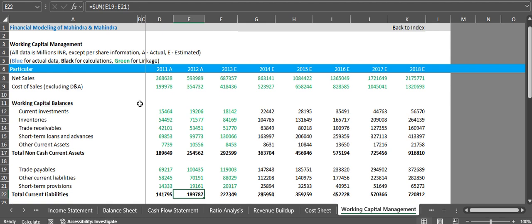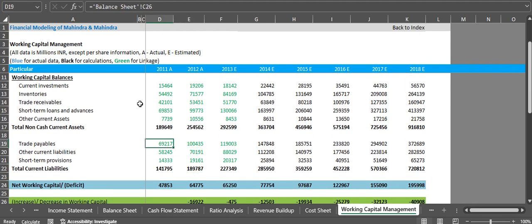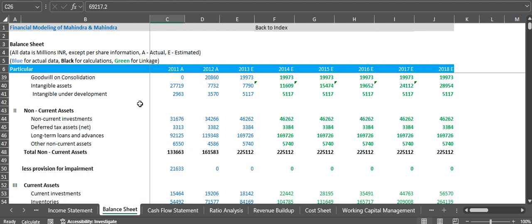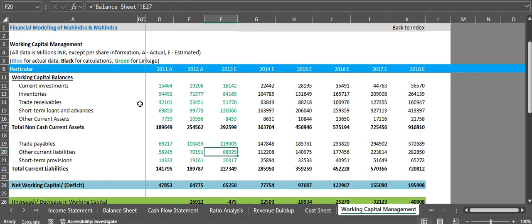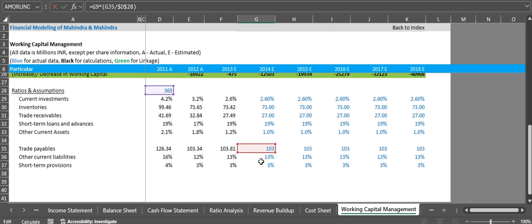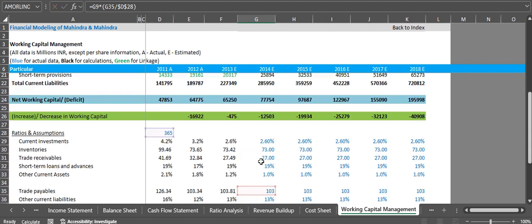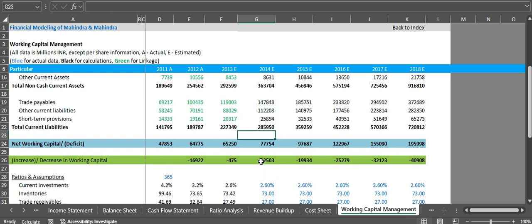Then we have the non-current assets balance and the current liabilities. It's trade payables that are linked to the balance sheet. And then we have the other current liabilities and short-term liabilities. And this is linked to the trade payables or trade payable days. So this is the net working capital deficit.